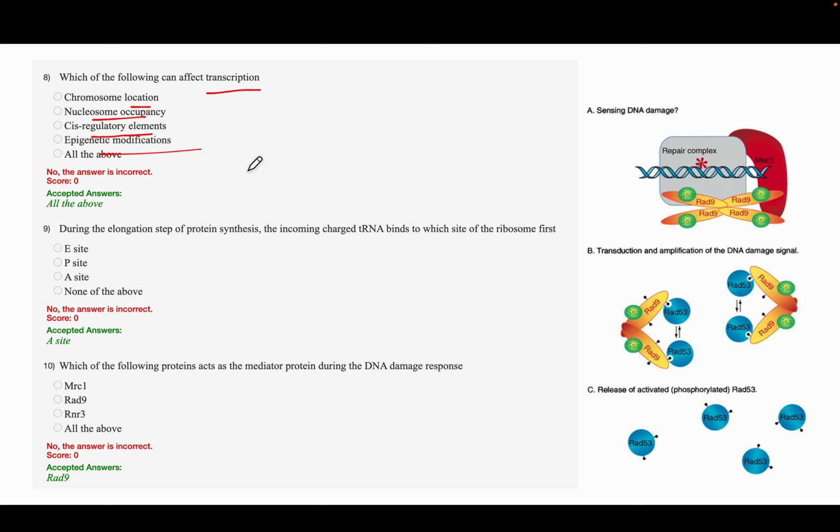Cis regulatory elements, what happens now, repressors and all, if they bind to the positions of the DNA where RNA polymerase will come and bind, then this kind of regulation can have an impact on transcription. So this can all be the case of affecting transcription. Now the second question is: during the elongation step of protein synthesis, the incoming charged tRNA binds to which site of the ribosome first?